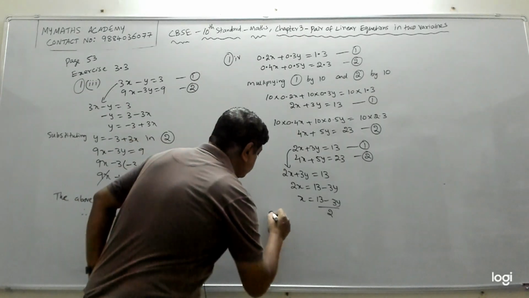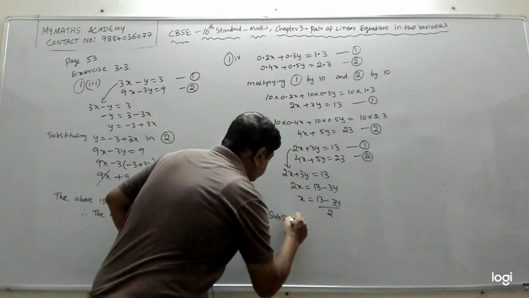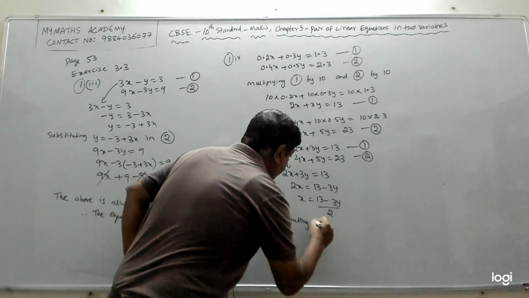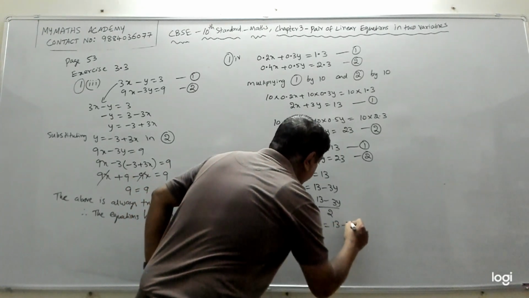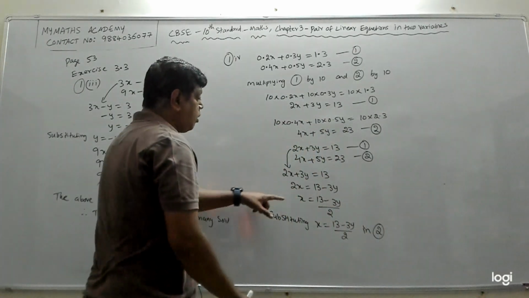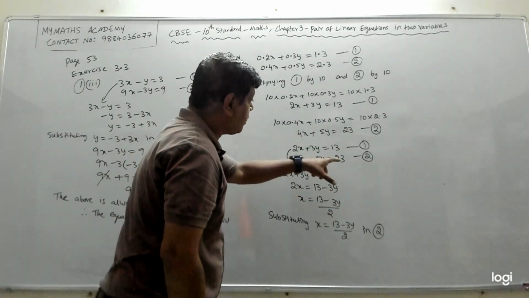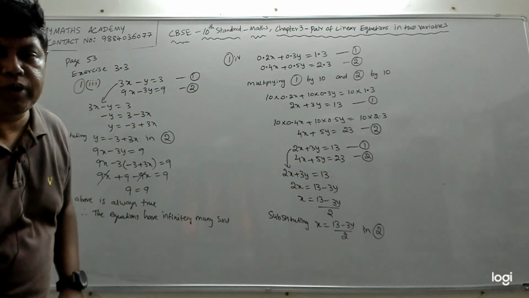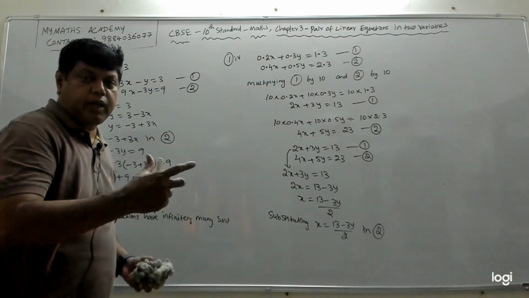Now we should substitute x is equal to 13 minus 3y by 2 in what? In the second equation. Because we got this from the first equation, we need to substitute that in the second equation. So if you substitute in the second equation, what do we get?